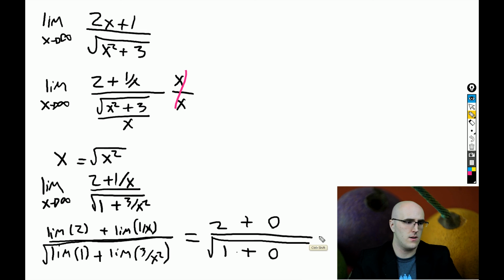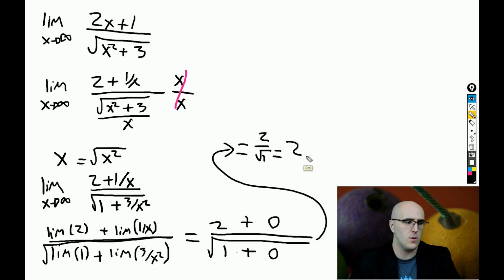So that equals 2 over the square root of 1, which is just equal to 2.